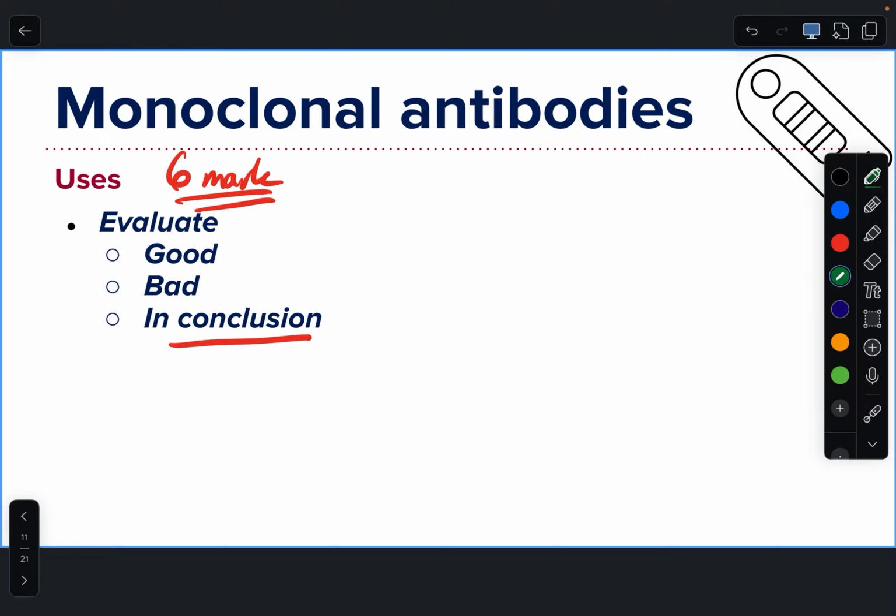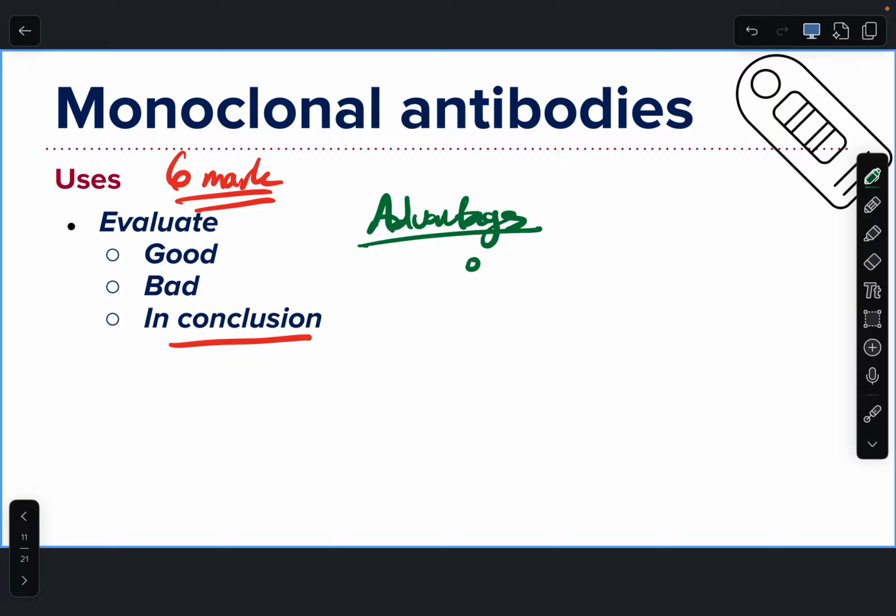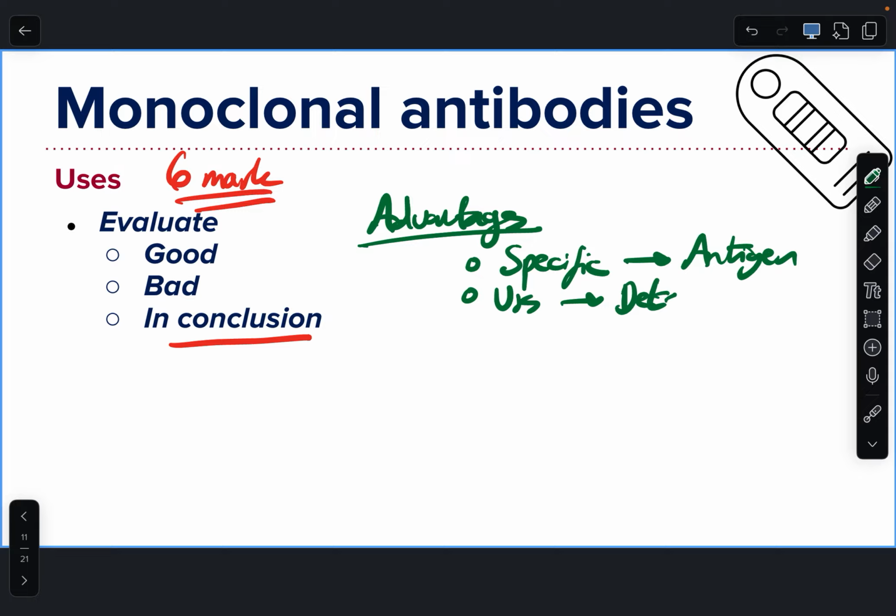So I would just start by saying, advantages. What are the advantages of monoclonal antibodies? Well, as we know, monoclonal antibodies are specific, so they only target a particular antigen. The advantages really we're talking about are the uses. So monoclonal antibodies can be used to detect the presence and quantity of a substance. And the other excellent use or advantage of them is in cancer treatment.